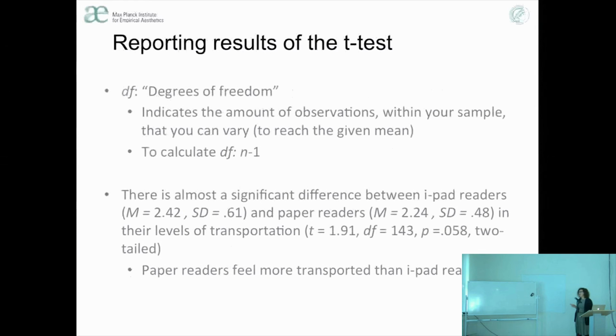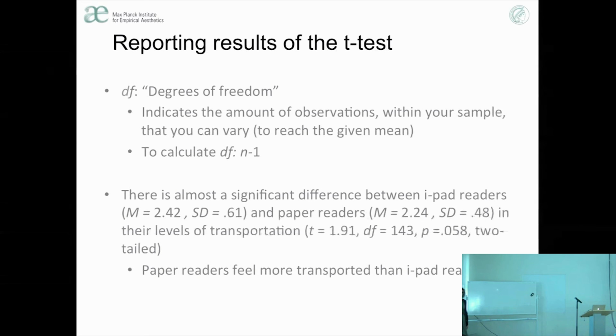A little bit about degrees of freedom. They indicate the amount of observations within your sample that you can vary to reach a given mean. To calculate degrees of freedom, basically you take the number of participants minus 1. This would be the way in which you would report this result. There's almost a significant difference between iPad readers, and then you give the mean of that group with the standard deviation of that group, and paper readers, again mean and standard deviation, in their levels of transportation. You will give the t-statistic, the degrees of freedom, and then the p-value.